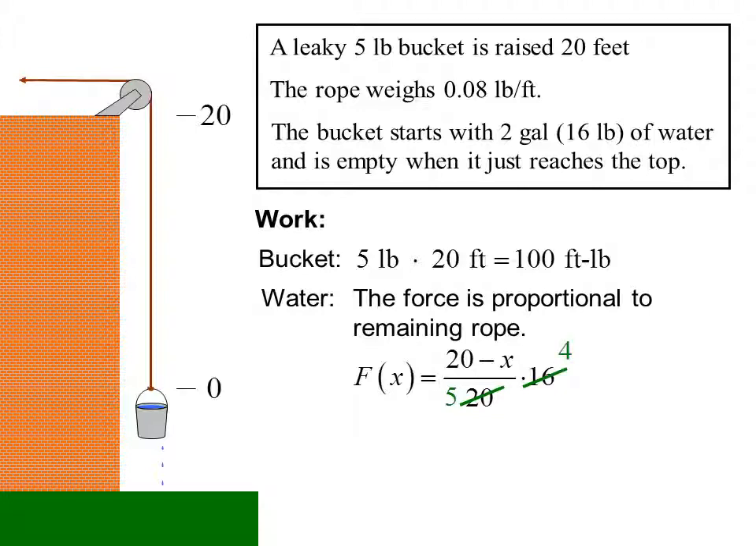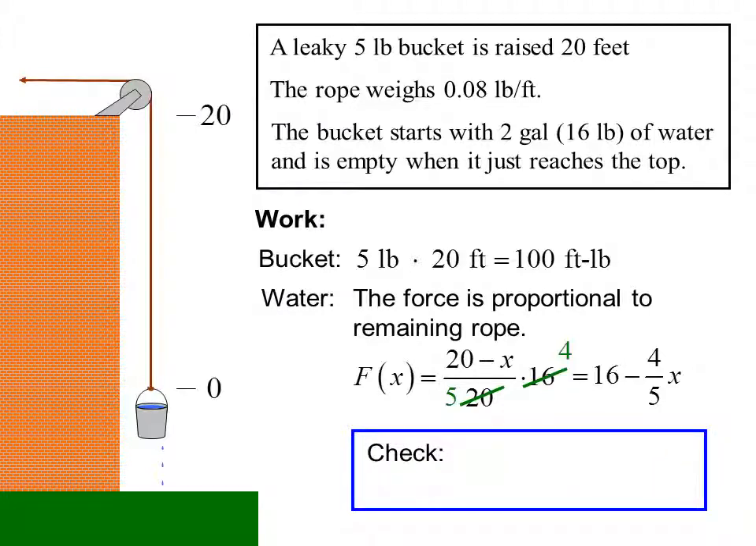We can simplify, and we get 16 minus 4/5 x. Just a quick check to make sure we've got it set up correctly. At x equals 0, the force is 16, that is the entire weight of the water. By the time x is 20, the force would be 0.